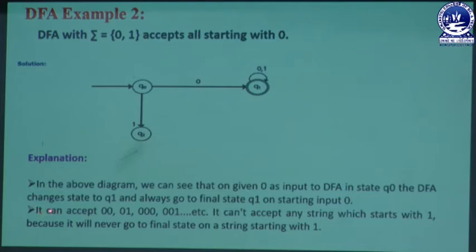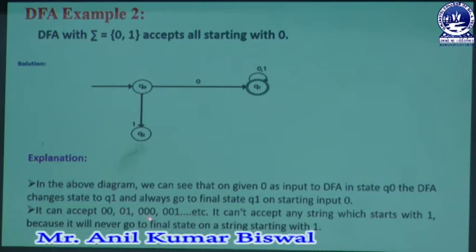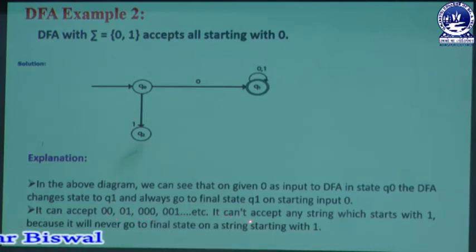When the user takes values or parameters, it can accept 00, 01, 000, then 001, etc. That means we can create multiple strings according to its parameters, 0 or 1. In this way we create our diagram. It can't accept any string that starts with 1, because it will never go to the final state on a string which is starting with 1.